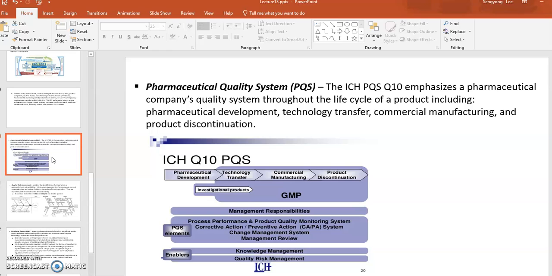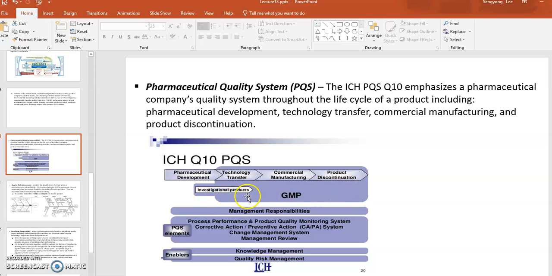And then pharmaceutical quality system, PQS. What does that mean? The ICH PQS Q10 emphasizes a pharmaceutical company's quality system throughout the life cycle of a product, which includes pharmaceutical development, tech transfer, commercial manufacturing, and product discontinuation. So another way of controlling the quality of a product. So it's ICH Q10 PQS. So if you see that, pharmaceutical development, tech transfer, and then commercial manufacturing and product discontinuation, all those things.